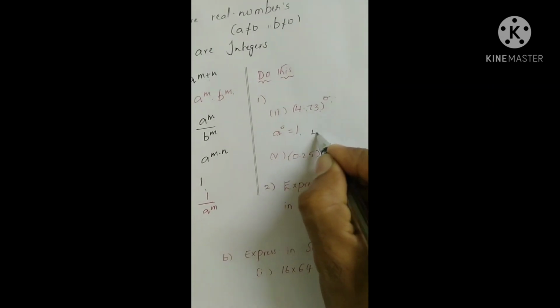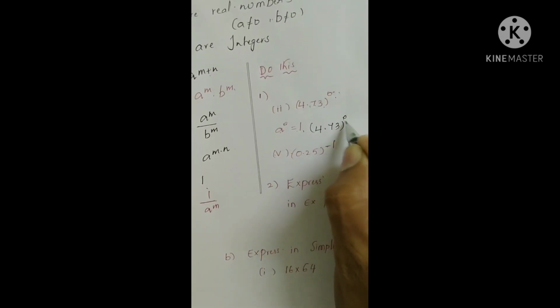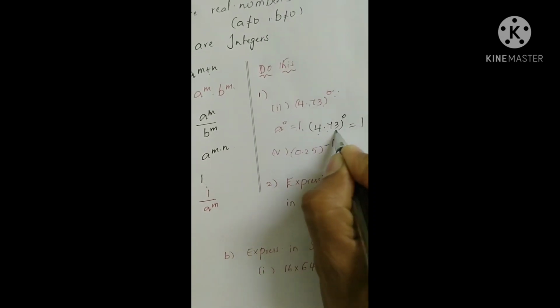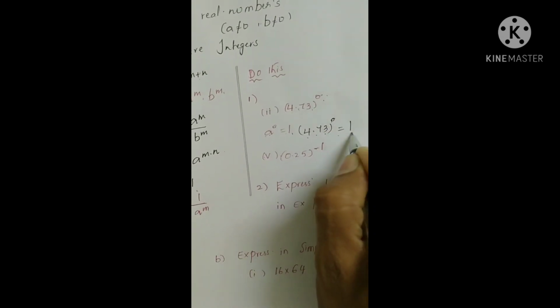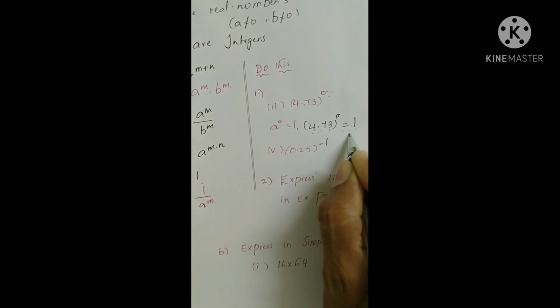So (4.73) to the power of 0 is also equal to 1. Here a is equal to 4.73. Something to the power of 0 is equal to 1.